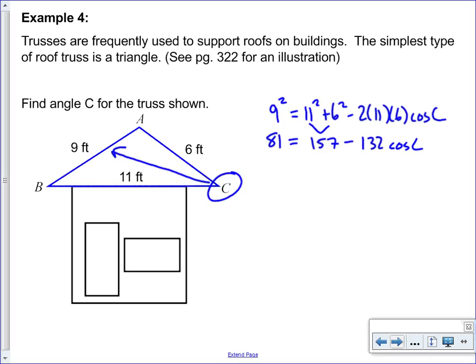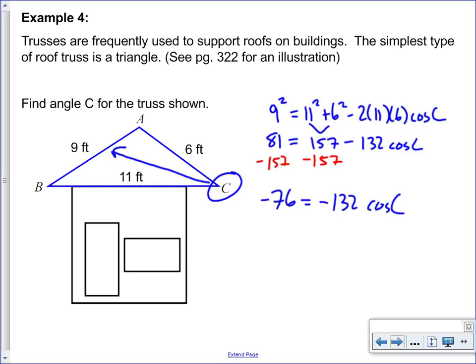Nice try, but no. That is a common mistake though. The 132 is attached to the cosine, so you cannot just subtract these two. I'm glad you said it, Max. Start by subtracting 157 from both sides. Negative 76 is equal to negative 132 cosine C.